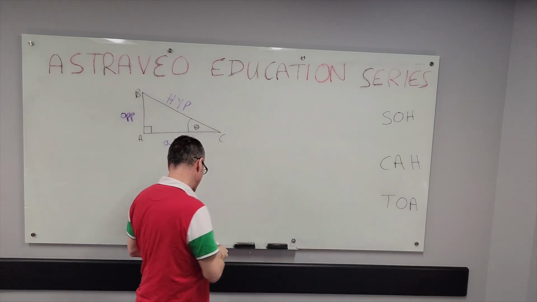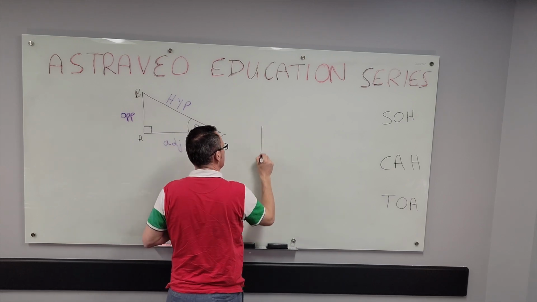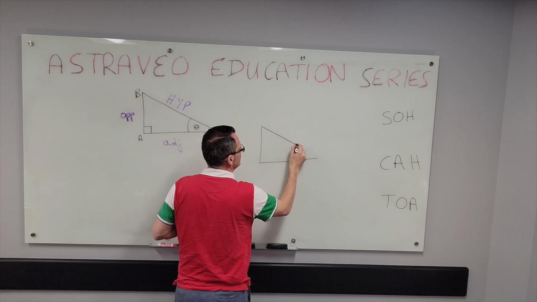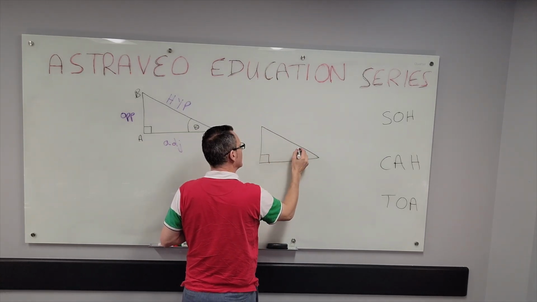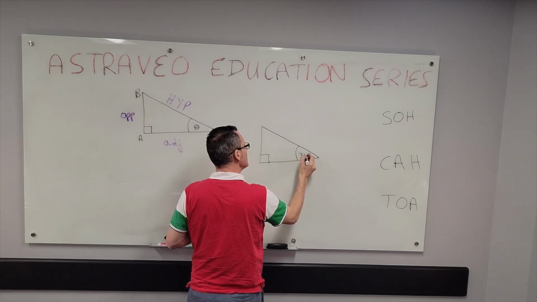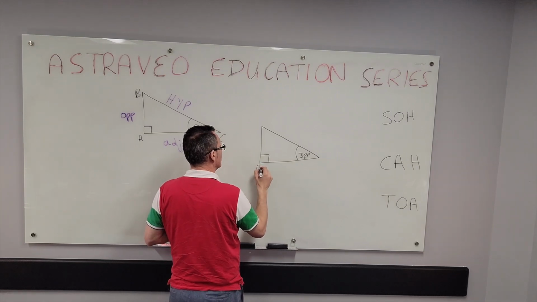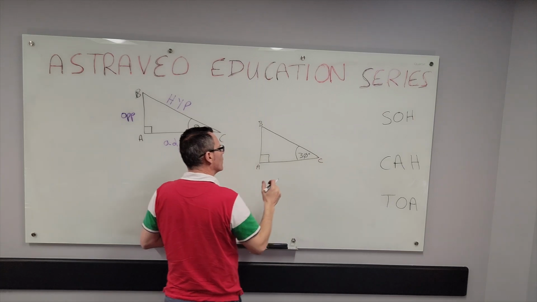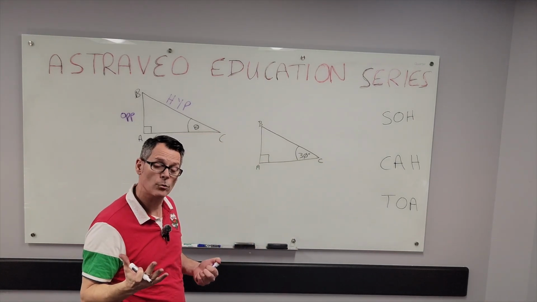Let's give ourselves an example triangle, and you're going to see that it's going to work out really, really nicely. Give ourselves a right angle again. This time I'm going to give us a 30-degree angle. A, B, C. Now, if you have a 30-degree right angle triangle, we might want to know what are the lengths of the sides.